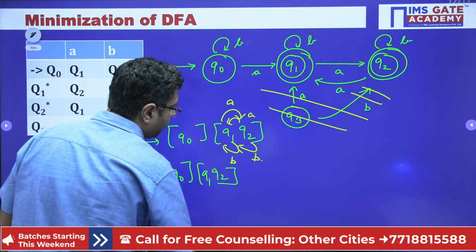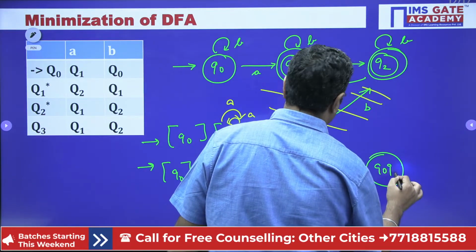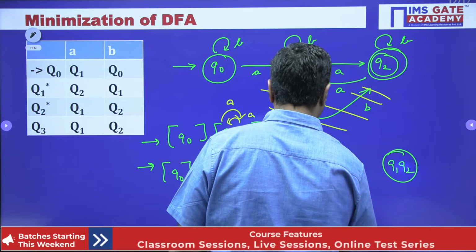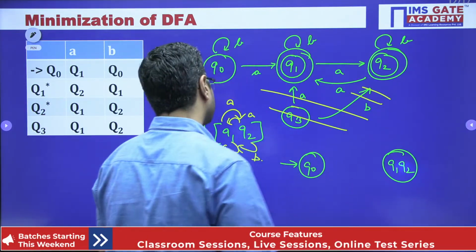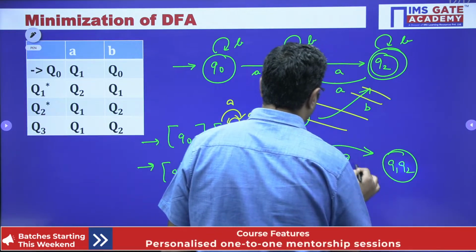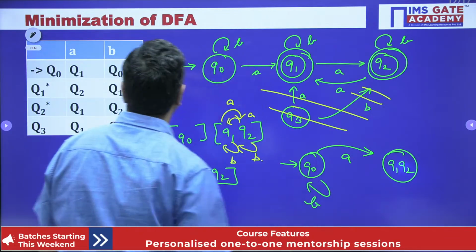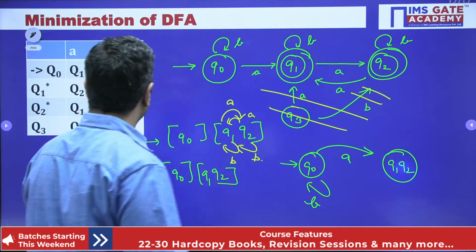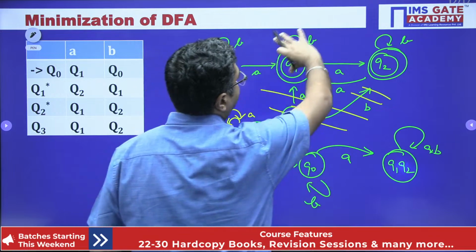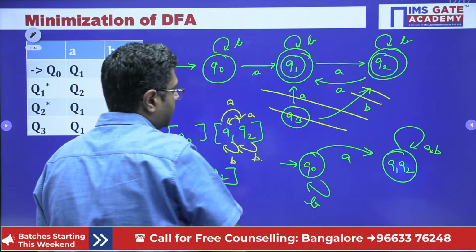So how will you get the state transition diagram? You will merge Q1, Q2 into one state, and Q0 in a separate state. Now if that is the case, Q0 on A goes to Q1, which is Q1, Q2 now. On B, it is going to Q0 itself. Now Q1, Q2 on A goes to Q1, Q2 itself, and on B also it goes to Q1, Q2 itself. So this set has become one set in itself, and this is the diagram.